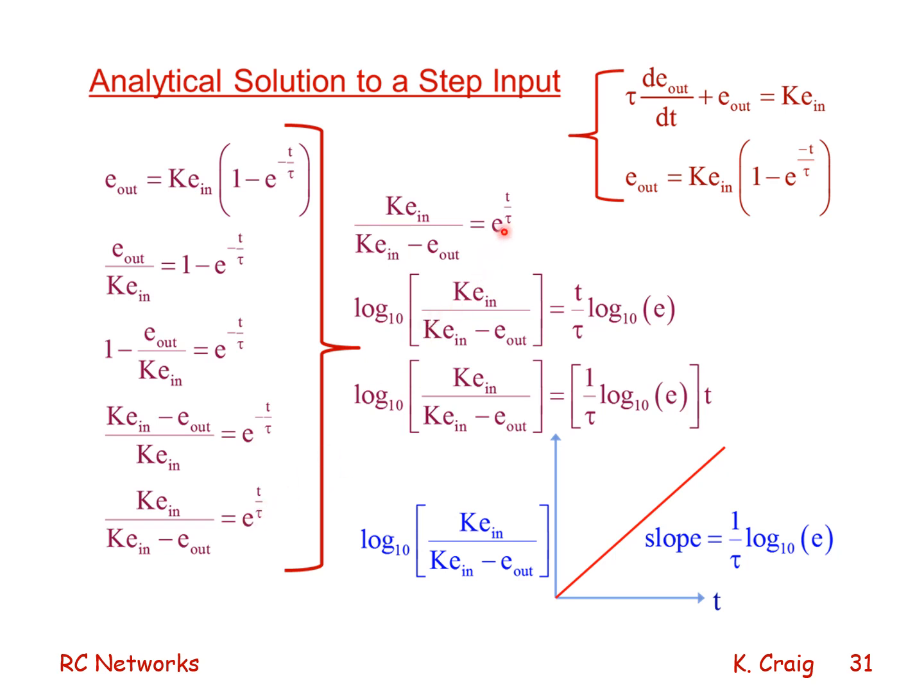So here is the equation that I have now arrived at. K E in over K E in minus E out equals e to the t over tau. If I take the log to the base 10 of both sides of the equation, then the log of e to the power is equal to the power times the log to the base 10 of e. That's a rule of logarithms.